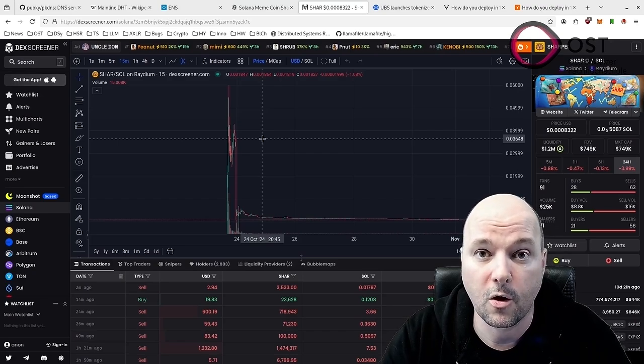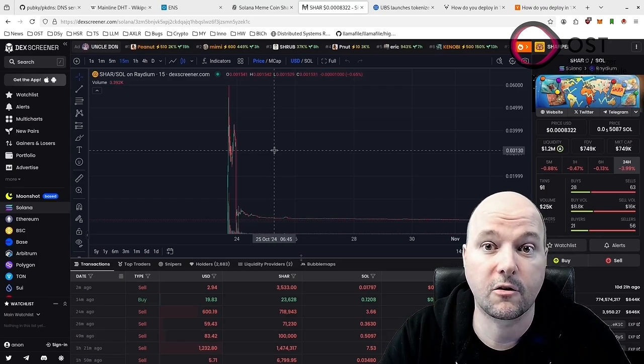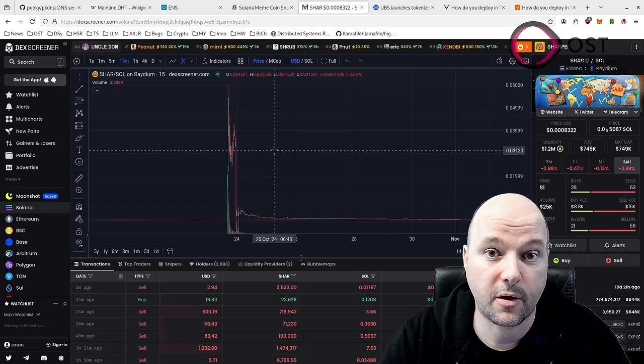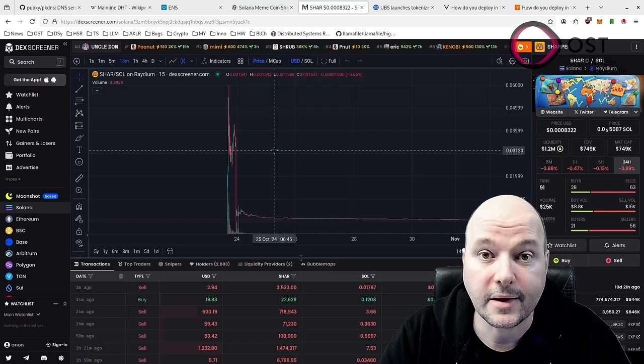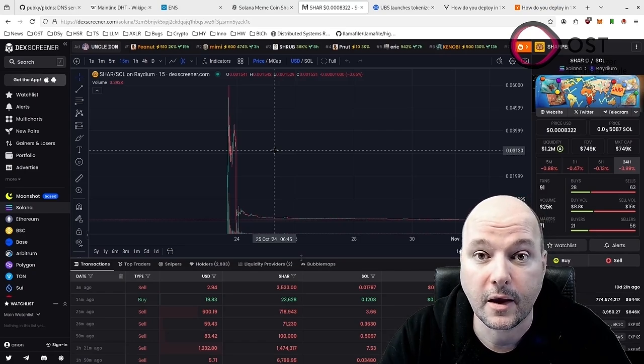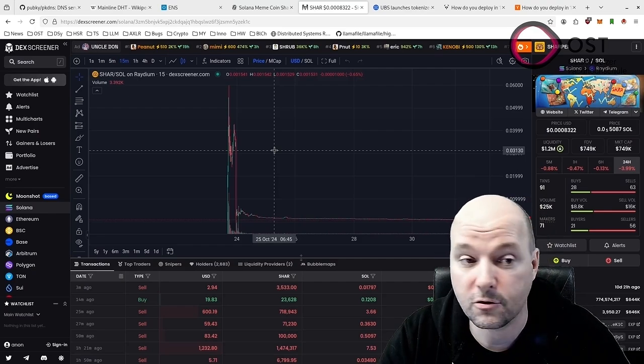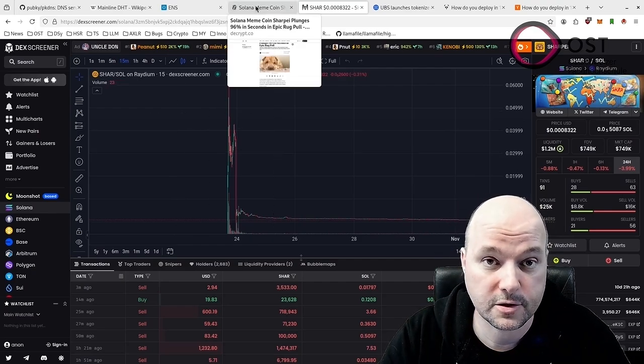$35 million. What followed was described as one of the most insane rug pulls ever seen, as the price plummeted by 96% in just 2 seconds, with the market cap crashing to 1.3 million in a coordinated sell-off that netted insiders roughly $3.4 million.